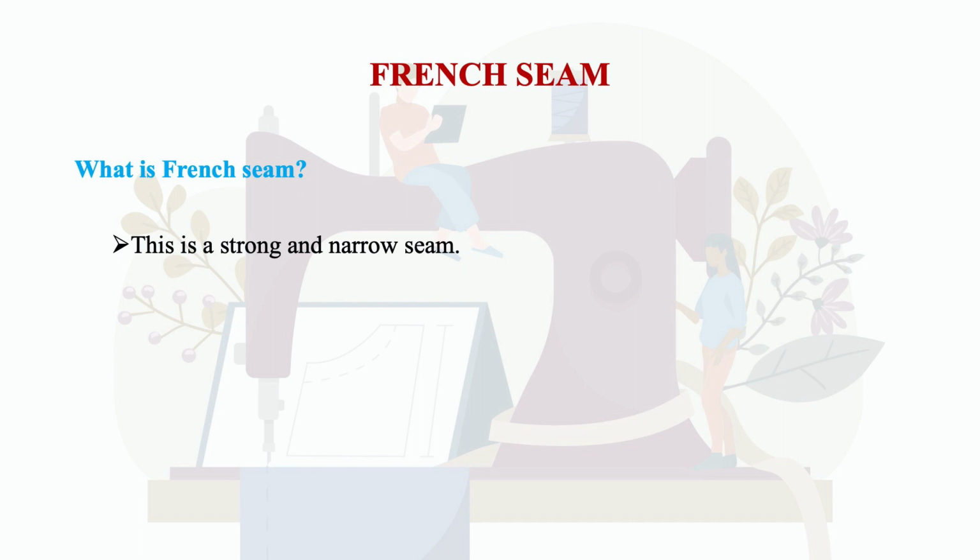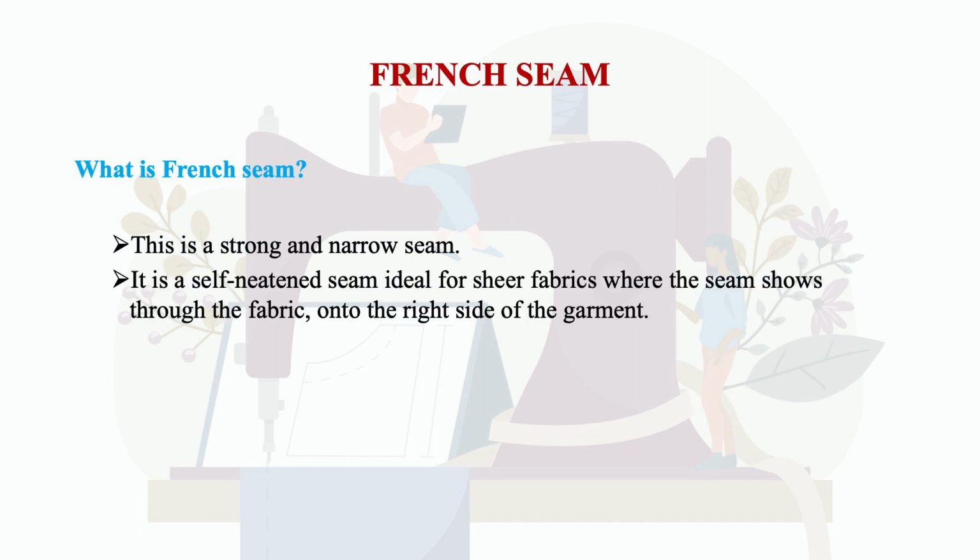Then we go for the French seam. How is the French seam created and what is it for? This is a strong and narrow seam. It is a self-enclosed seam, ideal for sheer fabrics where the seam shows through the fabric onto the right side of the garment. When you see a French seam on a particular garment, it is done for neatening of the fabric.